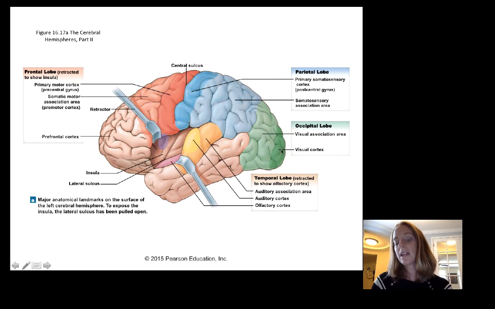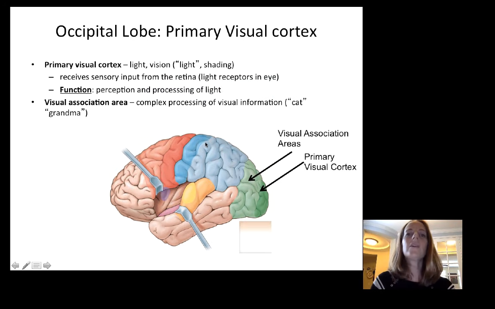And when they stimulate here, the patient will say, oh, I see flickers of light. And so that's going to be primary visual cortex. Or when they stimulate here, the patient will say, I hear a song that I remember. And so that would be an auditory association area. So one by one, let's go through the lobes, and I'll show you the major areas in each of the lobes of the cerebral cortex.